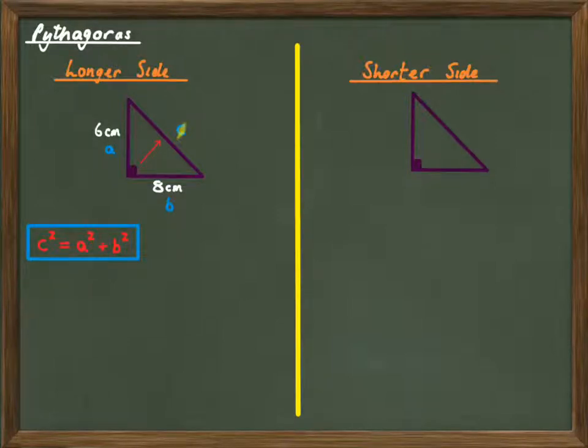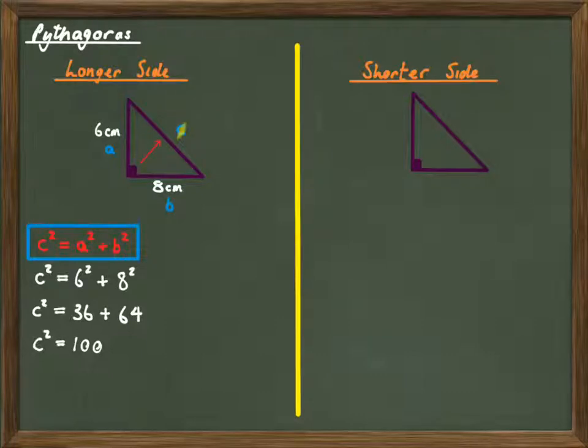Now all I'm going to do is put the measurements in that I've got and then look to solve from there. C I don't know, so I'm going to leave it as C squared. A is 6, so 6 squared, plus B is 8, so 8 squared. Underneath then, C squared equals 36 plus 64. That comes from squaring 6 and squaring 8. If I add 36 and 64 together, I get 100. So I've tidied it up, and I've got C squared equals 100.